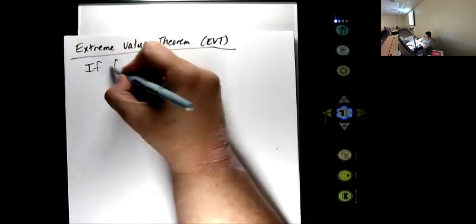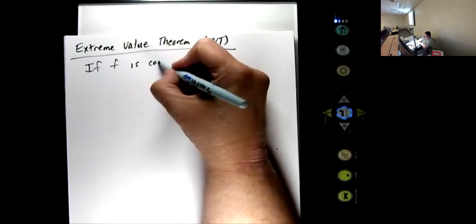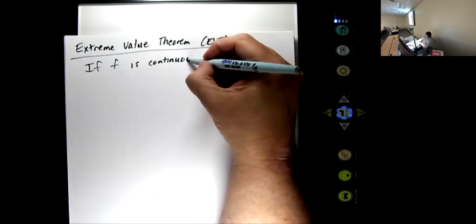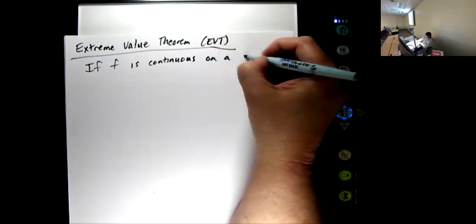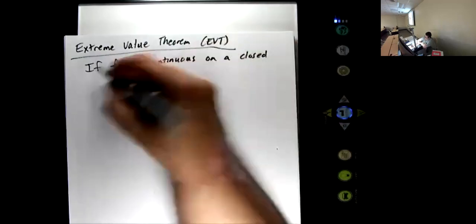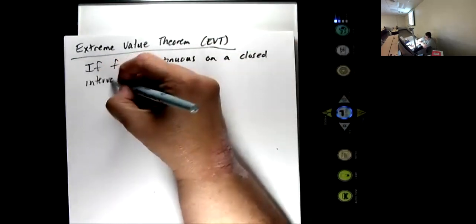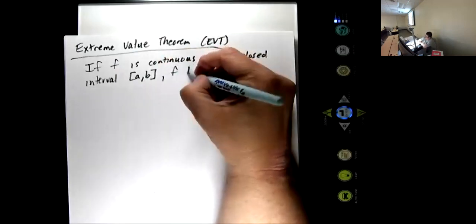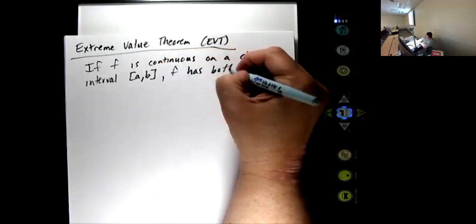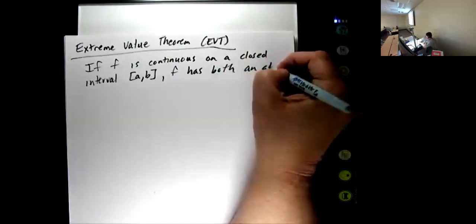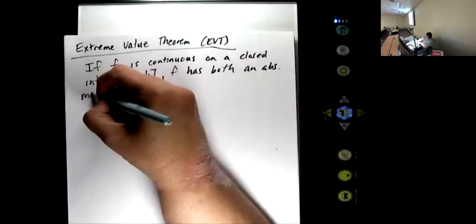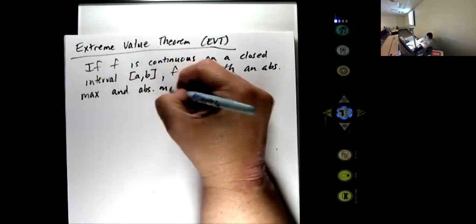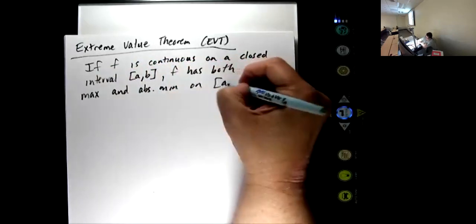If f is continuous on a closed interval, a to b, f has both an absolute max and absolute min on a to b.